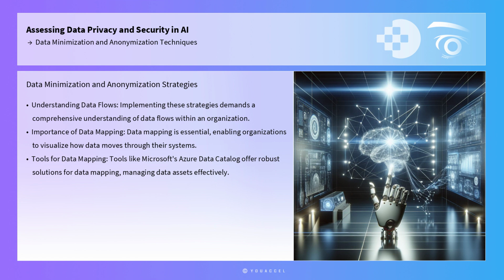Implementing data minimization and anonymization strategies also demands a comprehensive understanding of data flows within an organization. Data mapping is an essential step in this process, enabling organizations to visualize how data moves through their systems. By understanding data flows, companies can identify areas where data minimization can be applied and determine which anonymization techniques are most appropriate. Tools like Microsoft's Azure Data Catalog offer robust solutions for data mapping, helping organizations catalog and manage their data assets effectively.